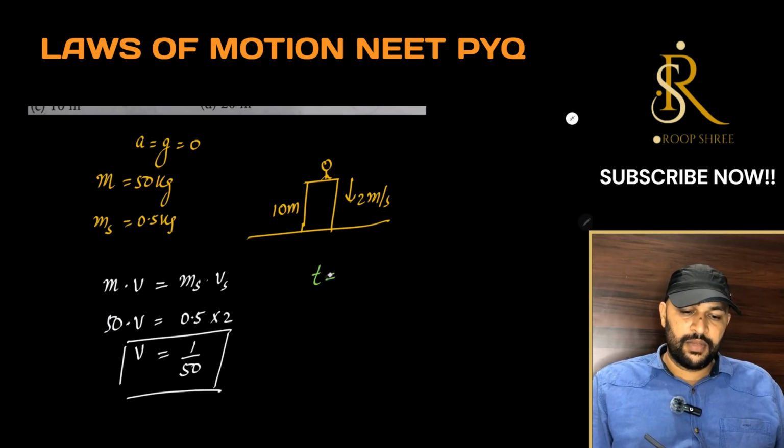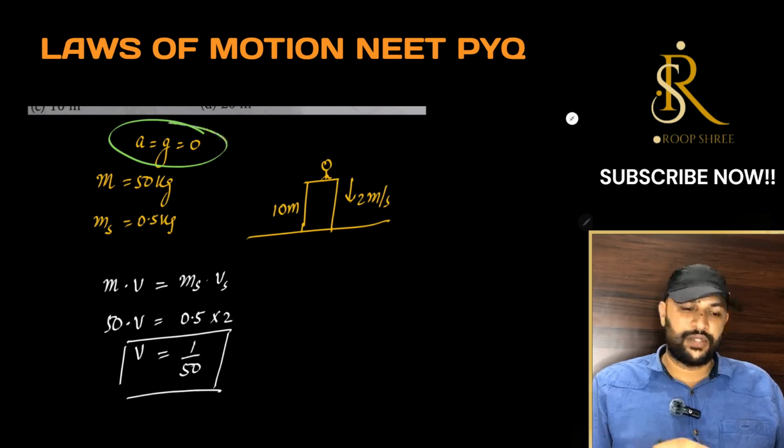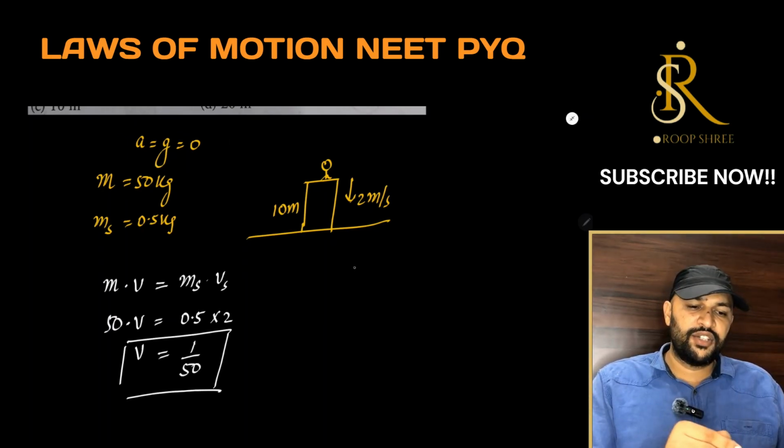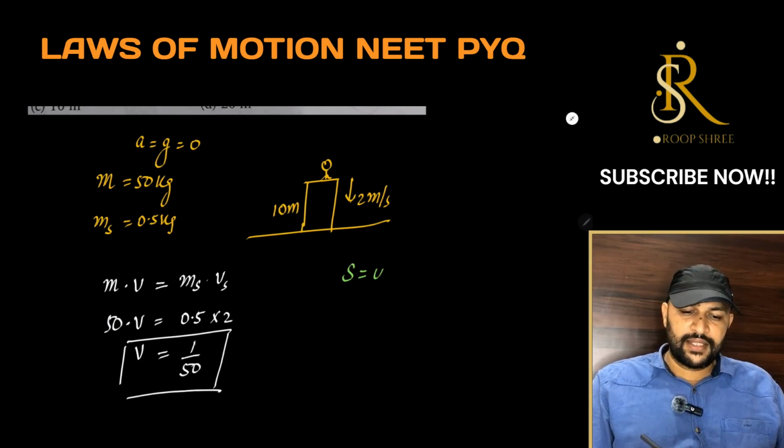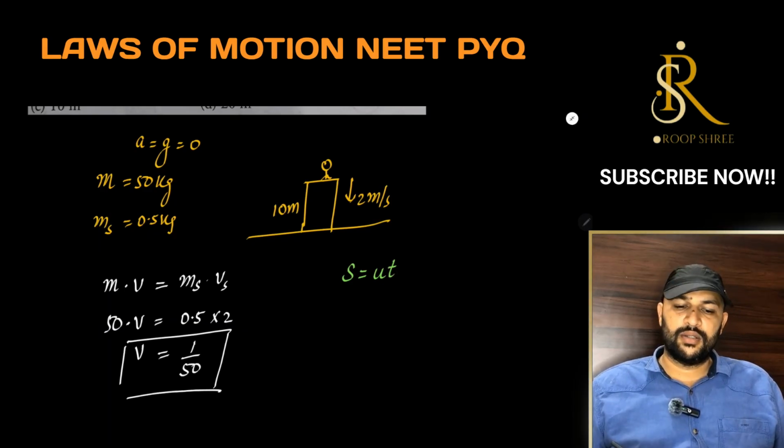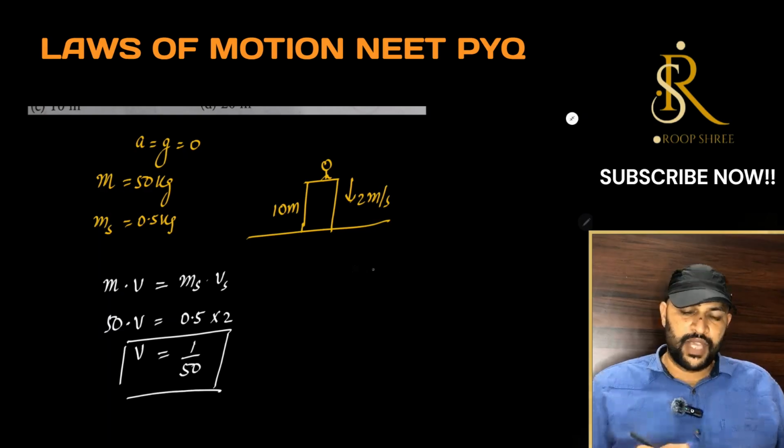So the time is equal to... now you can use this equation v equals u plus at, or s equals ut plus half at square, but the condition here is acceleration is 0 in the problem. So s will be equal to u into t only. Distance is equal to speed into time. So we have to calculate the time. So time is equal to distance upon speed.